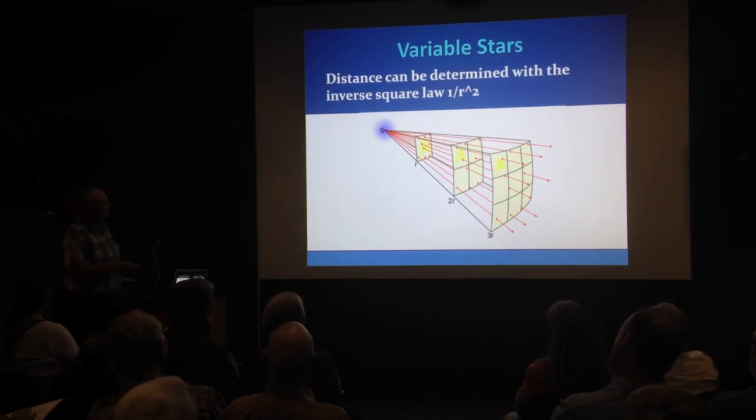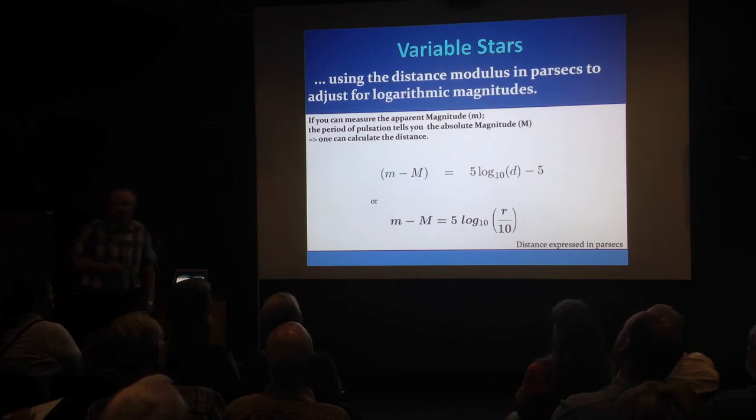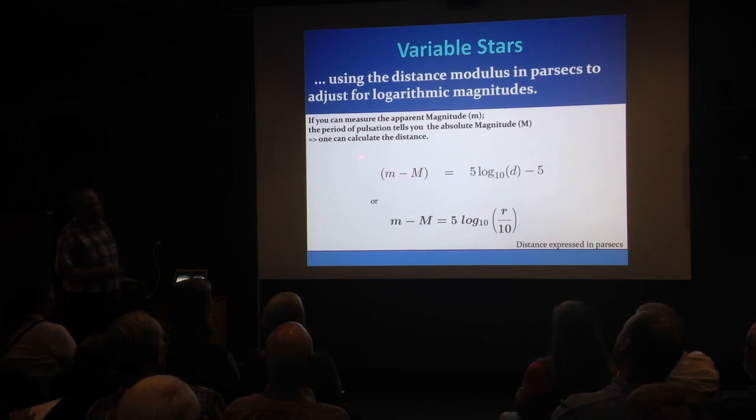That's your principle. But then we're dealing with this magnitude system, which is all to do with logarithms, and things get fainter so they get more positive and so on, and it looks a mess when you first look at it. How on earth are we going to make any sense? So the clever people have come up with this called a distance modulus, just the name given to this formula.